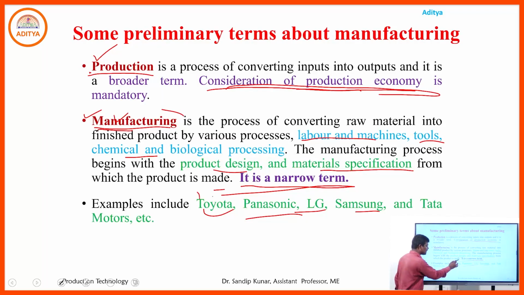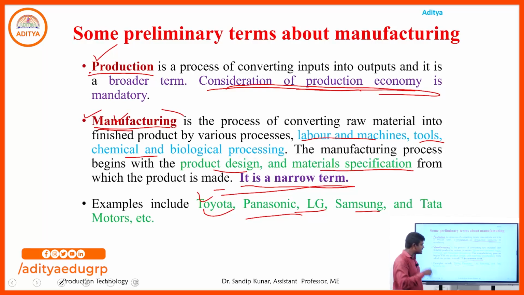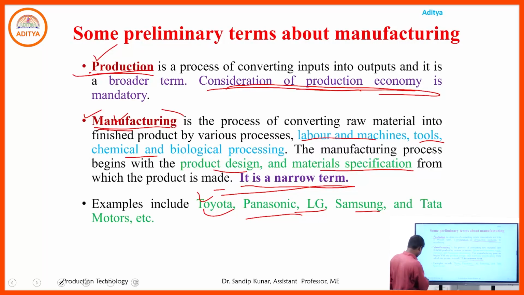If we consider the Toyota automobile plant, in that industry they are producing different cars, and for producing the cars, different parts, chassis, gears, axle are produced. Producing the different parts is manufacturing. But that industry plant is called a production plant. Production is a bigger term and manufacturing is a small or narrow term.